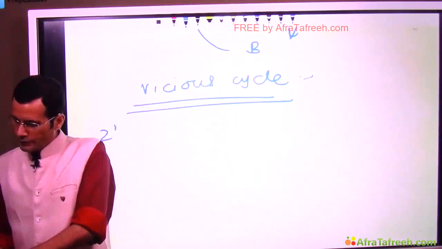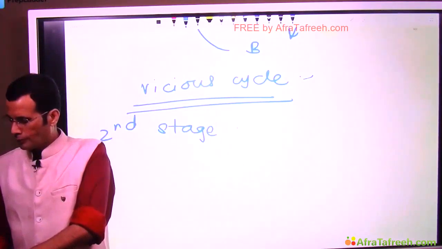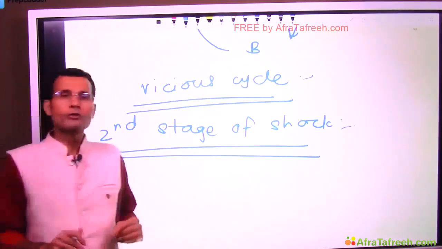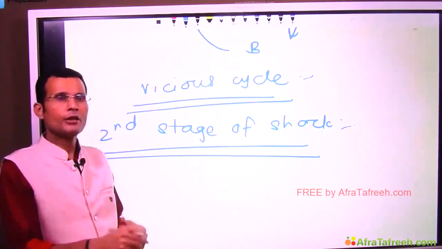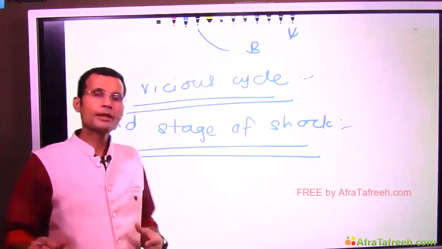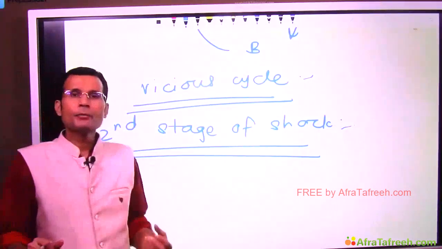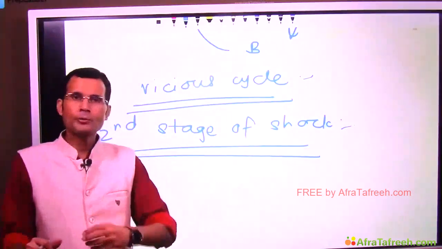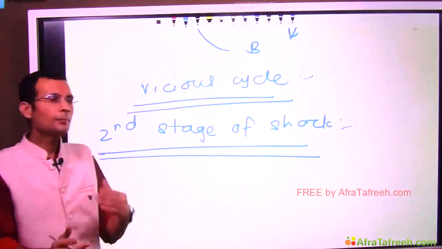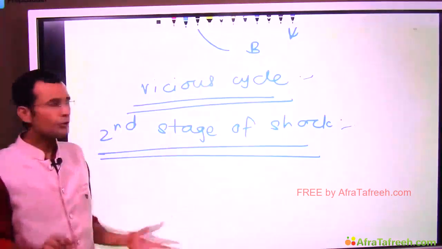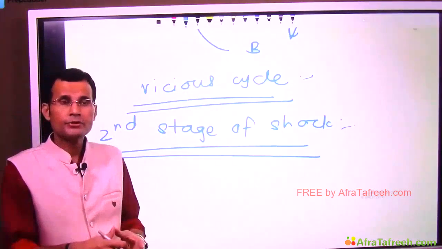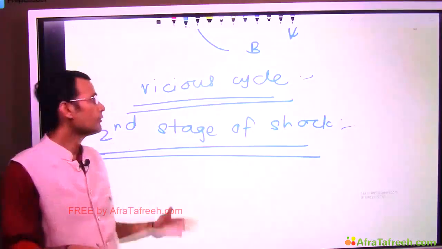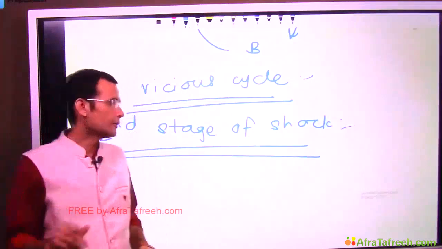For example, second stage of circulatory shock. Look, first stage of circulatory shock is negative feedback. It's dominated by negative feedback. Means all the negative feedback mechanisms try to bring the blood pressure and all the parameters back to normal. But if they fail and the patient progresses to second stage of shock, positive feedback mechanisms begin to operate, and then the patient will not recover by himself or herself. The external treatment will have to be administered.